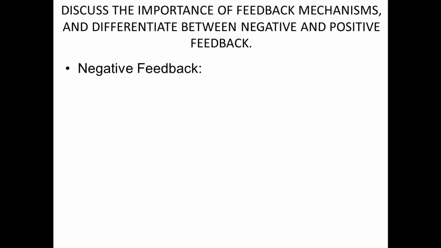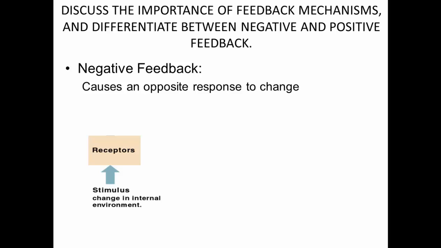How does it do that? It does it through a couple of different processes, but the major one here is the negative feedback. Negative feedback causes an opposite response to change in our body. It's made up of our body having receptors that react to a stimulus, a change in the internal environment, and then it sends information to the control center. Usually this is going to be our brain that has a set point that says, I want to maintain my temperature, let's say at 98.6 degrees, and the brain knows that you want to do that.